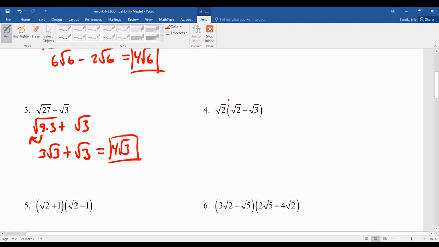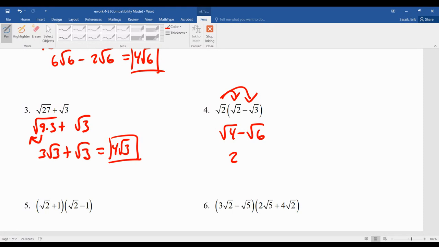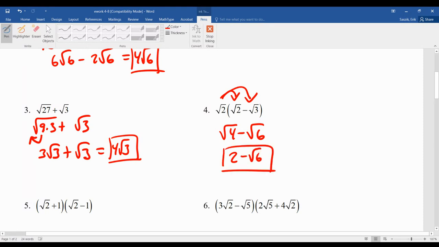Number 4, this is something that we did new on Monday. I'm going to distribute. Root 2 times root 2 would be root 4. Root 2 times root 3 would be root 6. But remember, this becomes 2. This here stays as root 6. There are no perfect squares that you can take out of that. So we're all done with that one.